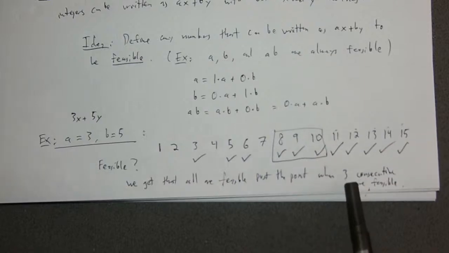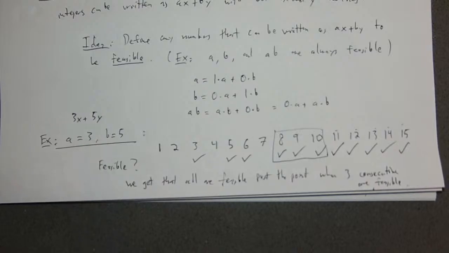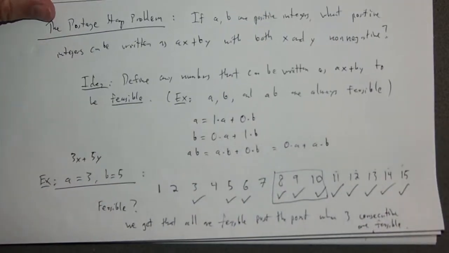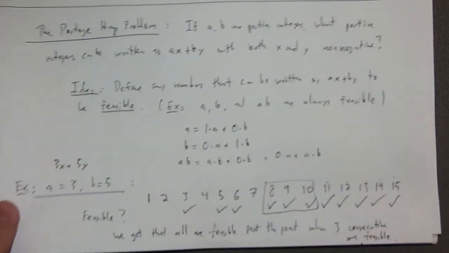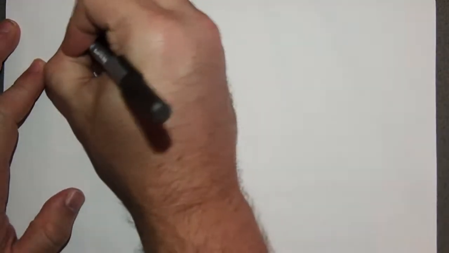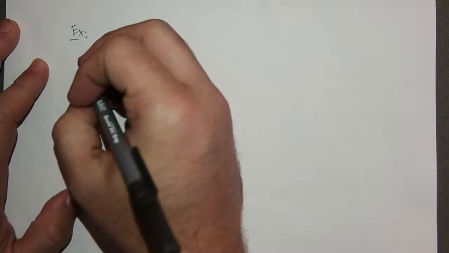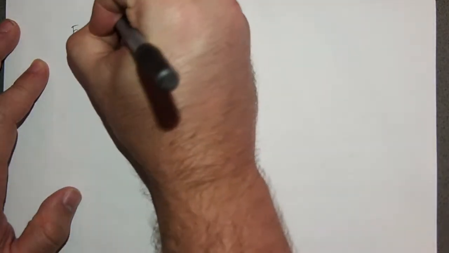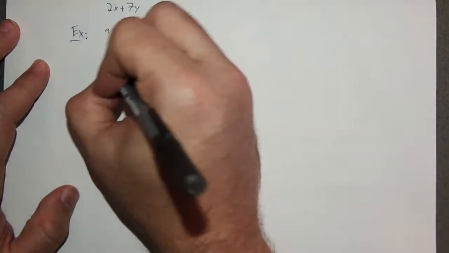So it's not always the case that this is 3. It works because 3 here is a. So this is a nice fact. Let's quickly do one more example, and then we'll come up with what it is that we've noticed here. So another example. Let's say a is 2 and b is 7. So the linear combinations we're looking at are 2x plus 7y. Okay, so let's form our table and ask whether or not it's feasible.